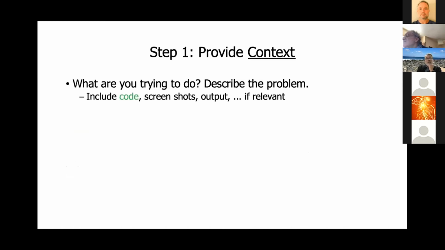Step 2, provide some context. What is it you're trying to do? Describe the problem and include all the relevant context that you can: your code, screenshots, output, whatever seems to be relevant. Now, not all of that's always going to be relevant depending on the kind of thing you're asking about, but I love it when students include code and screenshots. It really helps get to the bottom of things. It's necessary, but it's not sufficient.